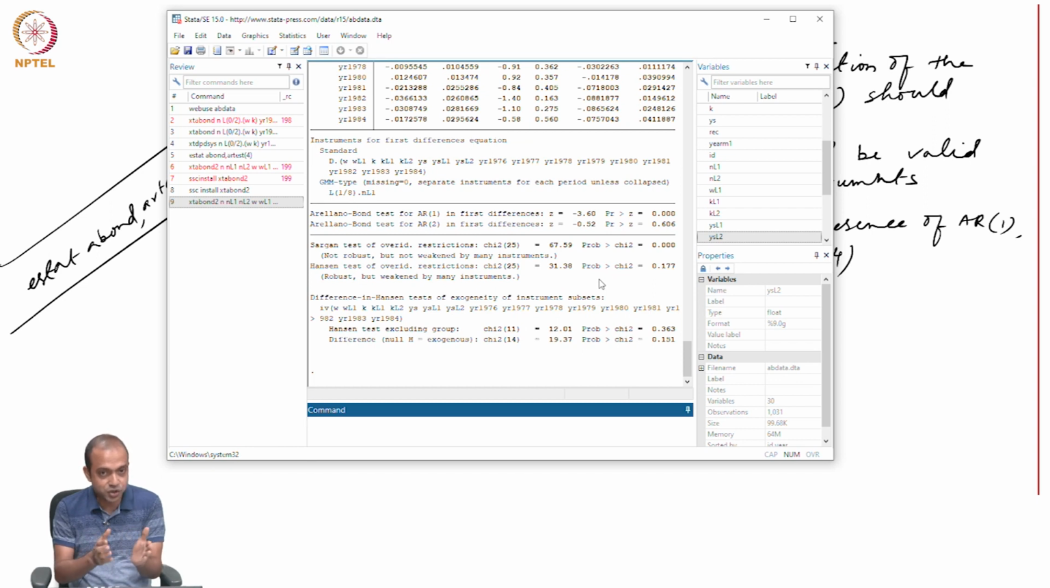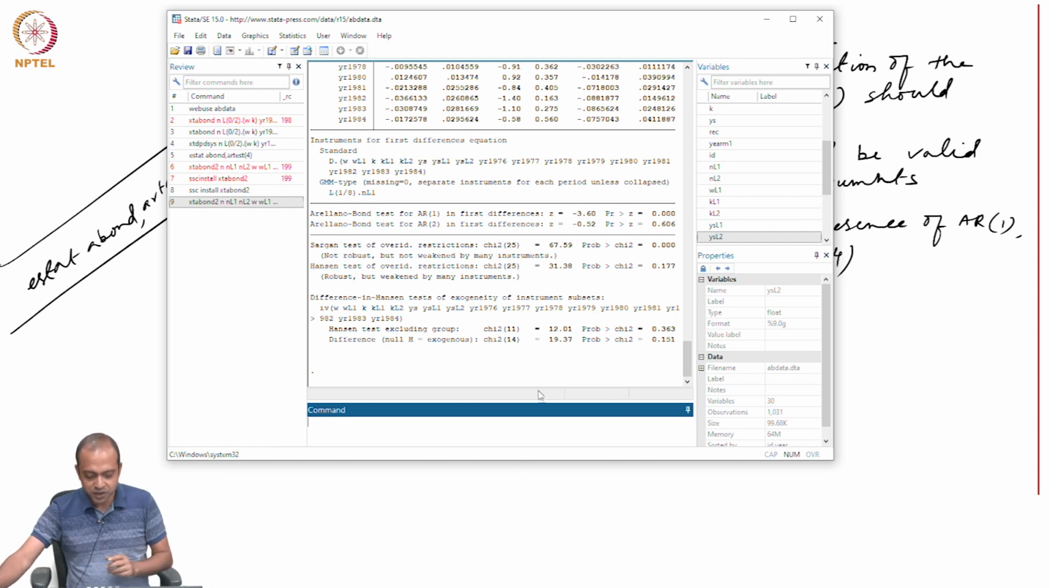What are the advantages of this command? This command produces both the post-estimation checkup results simultaneously. I do not need to put estat abond and then the AR test separately. So, it is giving the test of autocorrelation and the test of over-identifying restrictions together.